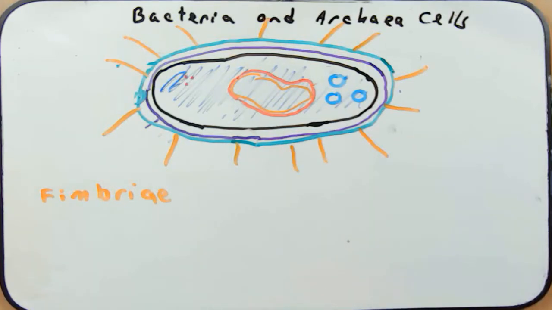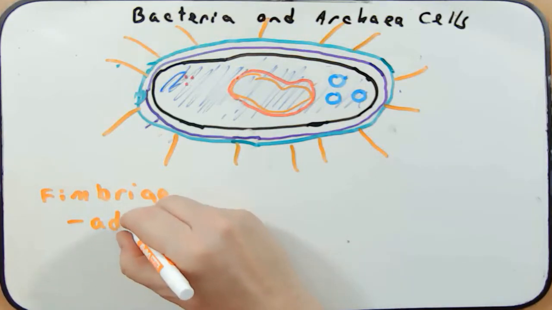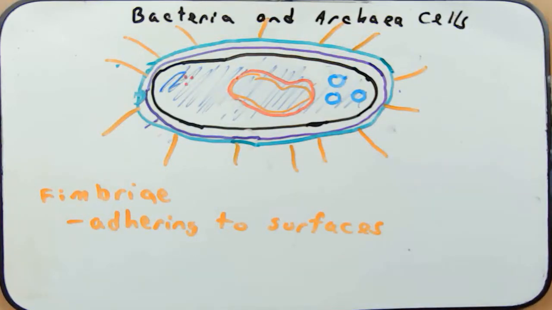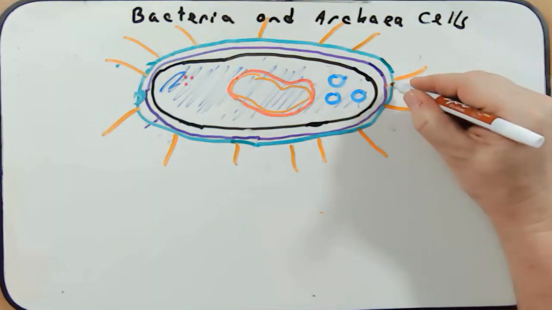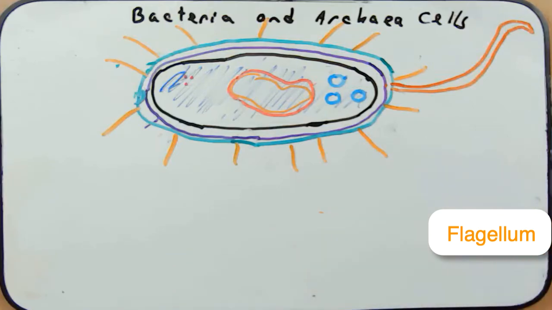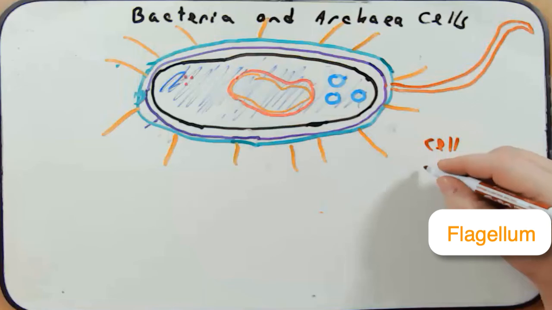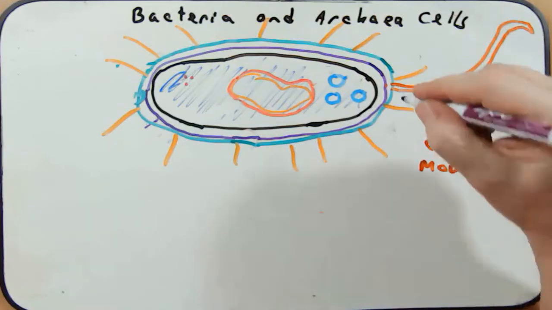Like the capsule in green that I showed before, fimbriae also help in adhering to surfaces. So another very important adaptation. Another structure I want to point out that some bacteria and archaea have, not all, is a flagellum. Now this flagellum is really important in cell movement. It helps the bacteria move. But it's an extraordinarily amazing adaptation for bacteria and archaea cells.